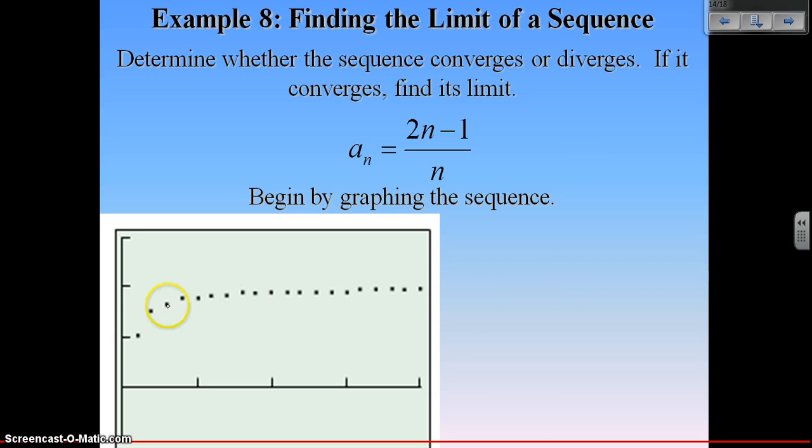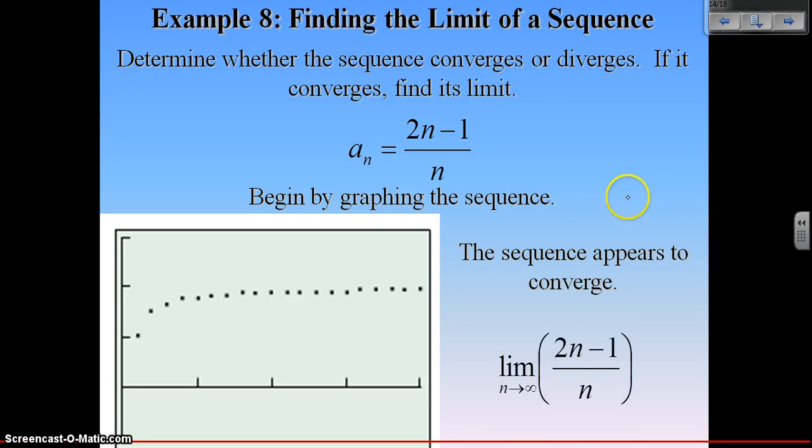Now, this is what I have when I sketch my graph. And you see that it does appear to start leveling off. It's not going up forever, it's not going down forever, it's not jumping back and forth. It does appear to level off. So I would say that this sequence appears to converge. Now, what does it converge to?